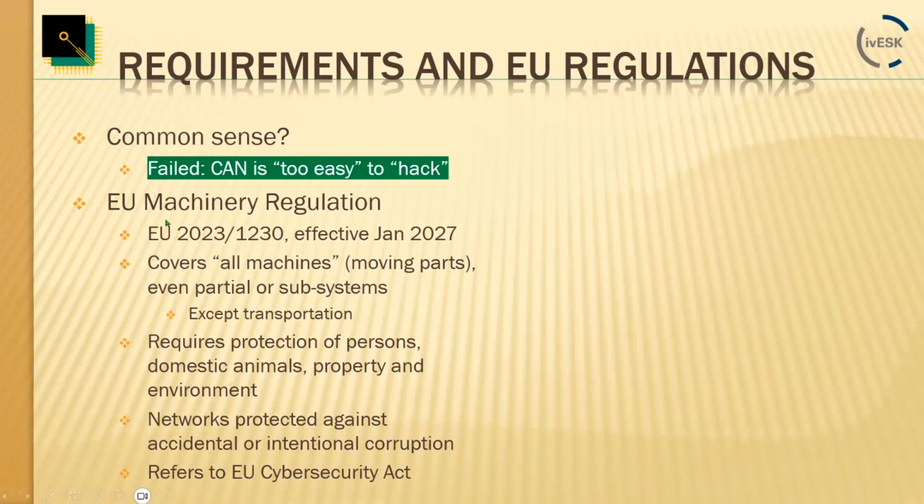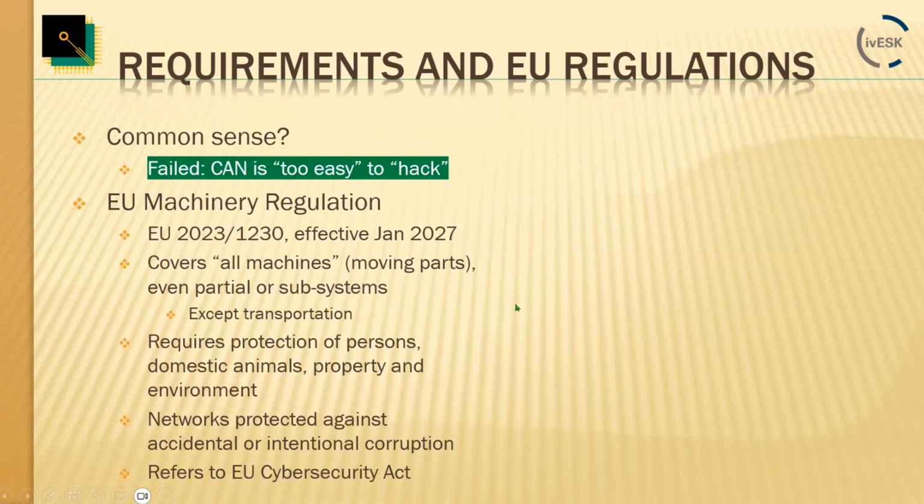The first one I want to mention here is the machinery regulation. This covers all machines, and the definition of machines is quite simple. It's simply as soon as you have a drive that is not just rotating, but moves something, so there's something attached to the drive and it starts moving, then you have a machine. And the regulation does not only cover the machine builders, but it also covers partial or subsystems. So as soon as you're a supplier to such a machine, this already applies to you.